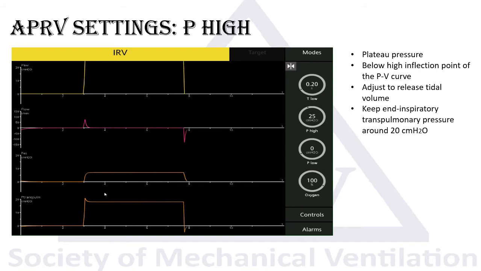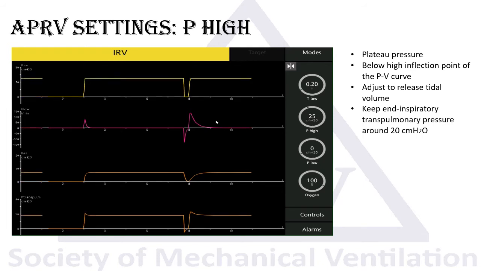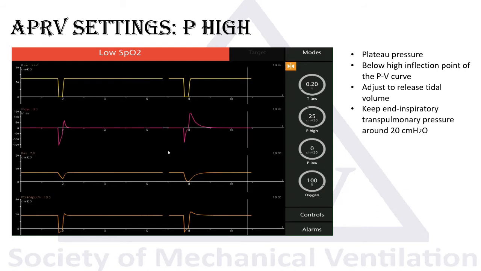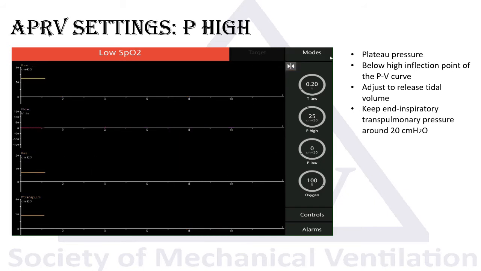So our patient here, as you will see, his P high is 25. The transpulmonary pressure and inspiratory transpulmonary pressure here is about 18, and we have an esophageal pressure of about 7. So those are some of the ways for setting P high.